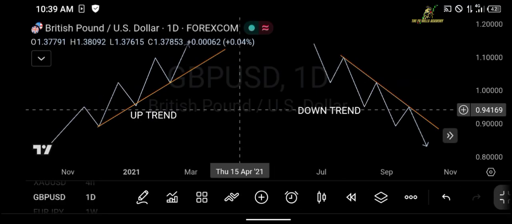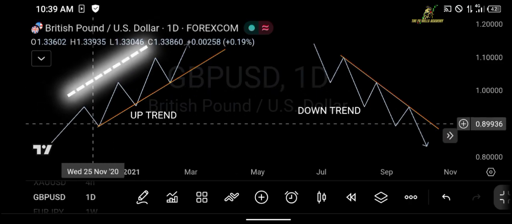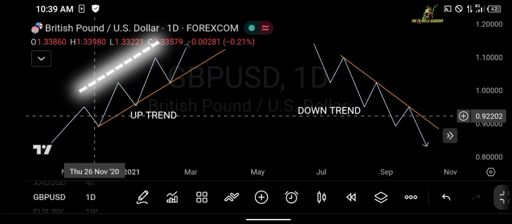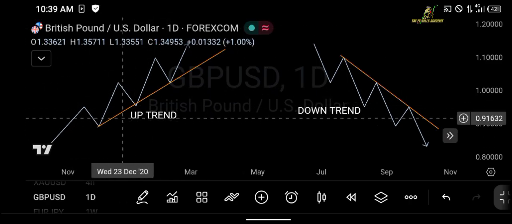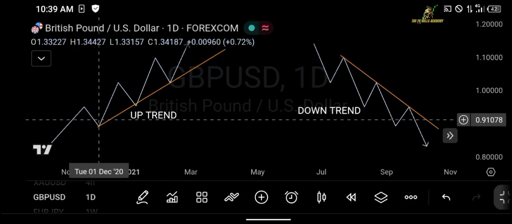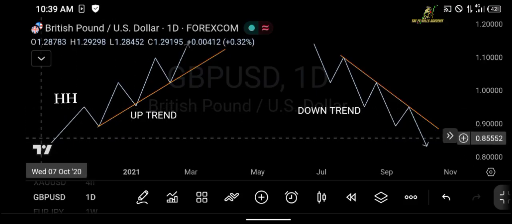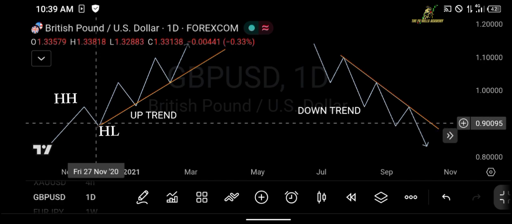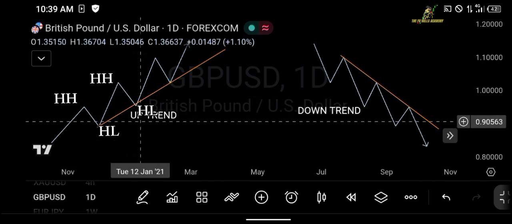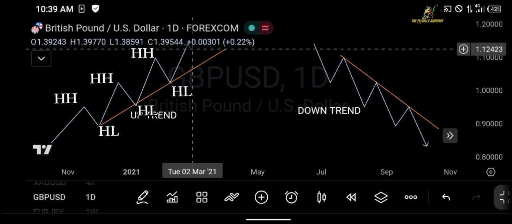So as you can see, this is an uptrend, and for us to have an uptrend you have to have a series of higher highs and higher lows. What I mean by higher highs is this one is a higher high because it's higher than the one that was previous. So this one is a higher low, higher high, higher low, higher high, higher low, higher high.